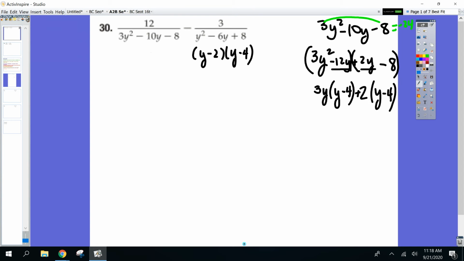You're not done. You've got to have two parentheses at the end. Where are they, Will? 3y plus 2, and then y minus 4. Hey, other than not knowing the method, that's pretty darn good.